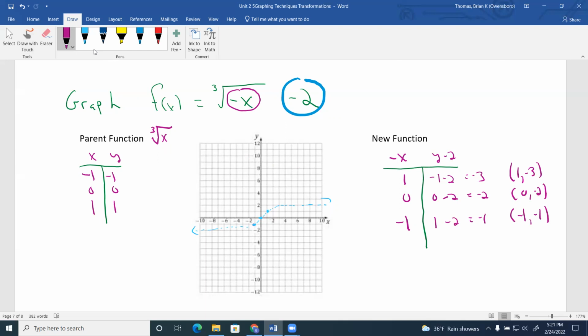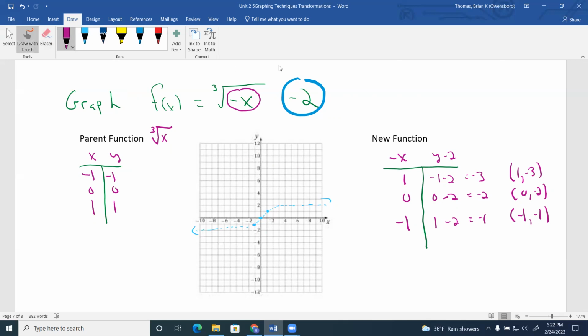So 1, -3 would be here. 1, -3, 0, -2, and -1, -1. I did that again, didn't I? No, that's right. I just graphed something else wrong. Try that again. I went the wrong direction, didn't I? Y'all saw that, didn't you? Try to graph those 3 points again.